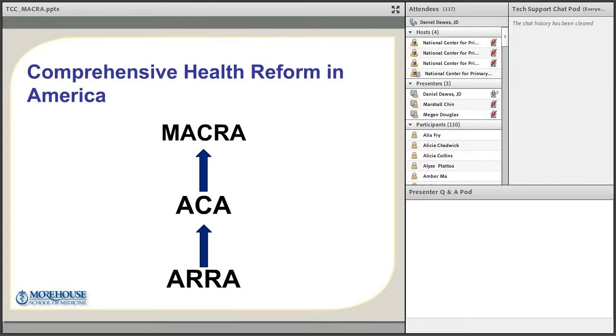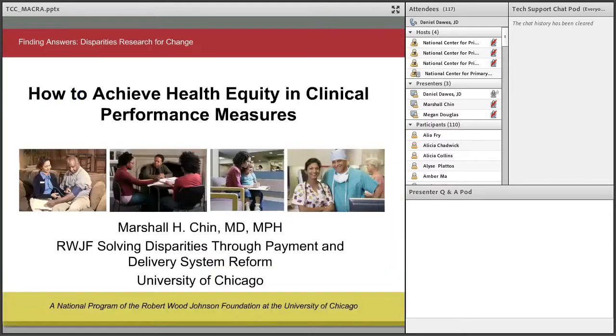And so I want to turn it over to Dr. Chin, who is going to help us to understand at the ground level just how we can take advantage of this and how we can utilize this knowledge using this lens to inform this proposed rule as we move forward. So Dr. Chin, the floor is yours. Thanks, Daniel. Thank you very much.